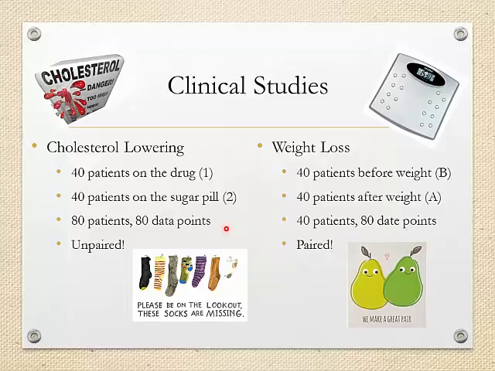So this is really your big clue. 80 patients, 80 data points: unpaired. 40 patients, 80 data points: paired. And what ends up happening is, in this case, we care more about the difference between the two than the difference between the two averages.